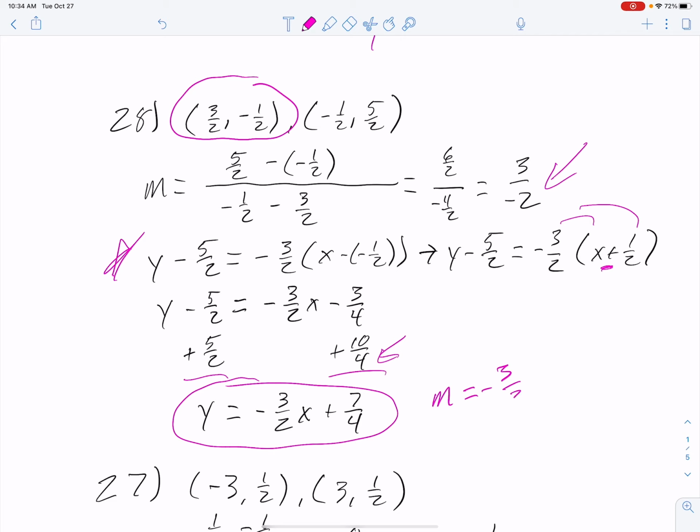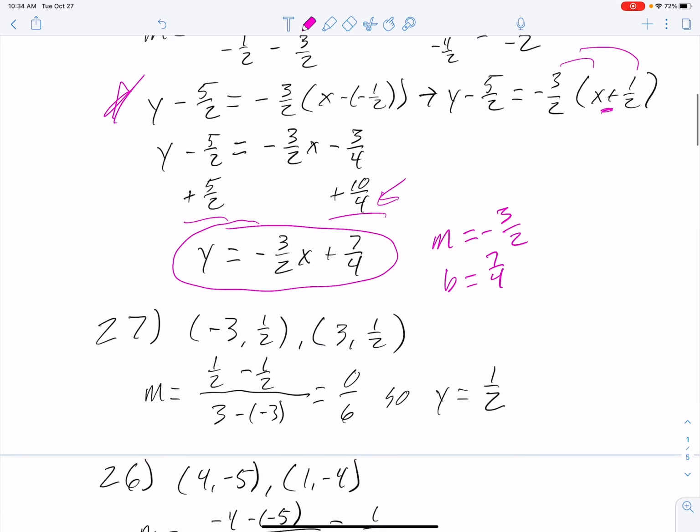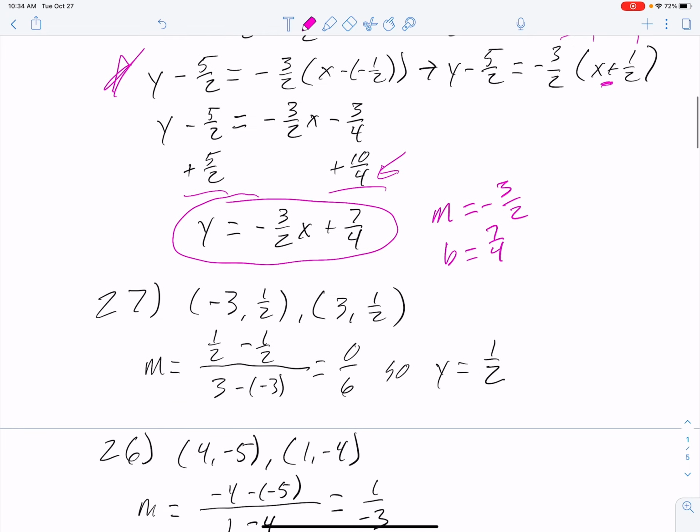I would know my slope is -3/2. I would know my y-intercept is 7/4. Oh, I apologize. These are out of order.